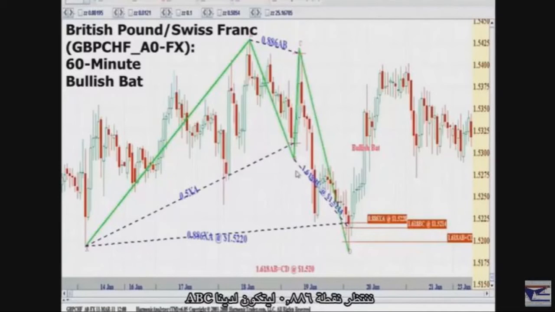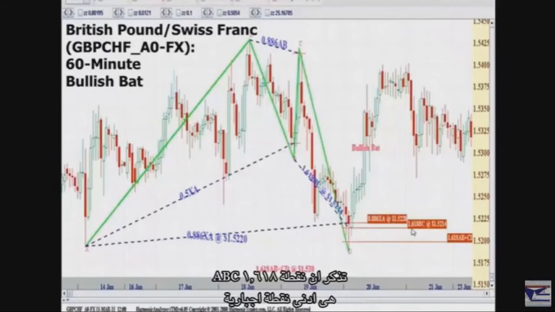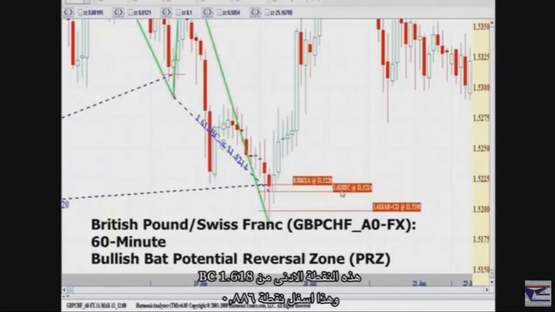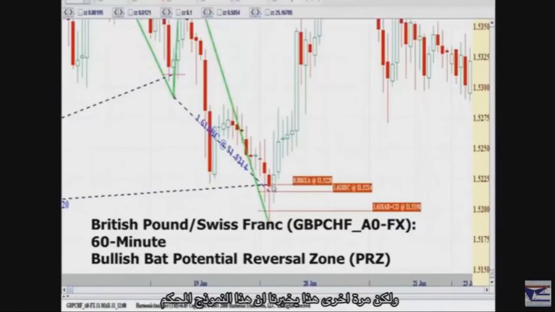So we're looking at our 886, our 1618 BC. Remember that 1618 BC, that's a mandatory minimum. And then we're also looking at the alternate 1618 ABCD pattern. That's an extended AB equals CD structure. So these three numbers define the proper area to examine for that pattern completion. Here's the 886. Here's that minimum 1618 BC. Now this was below the 886 slightly, but again, that tells us that this type of M-type structure will have a deeper retest.